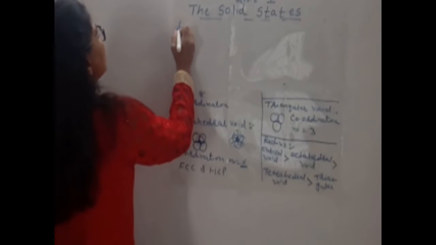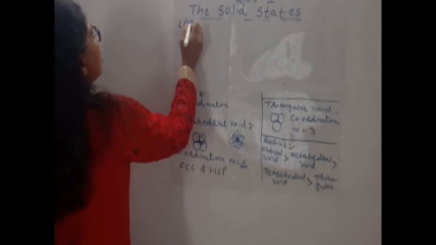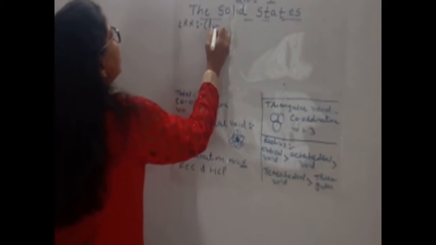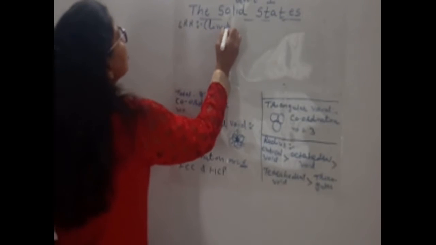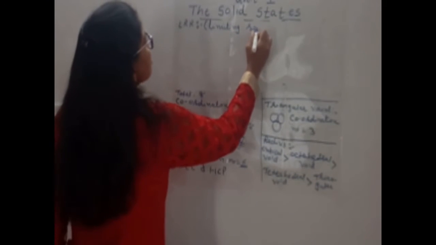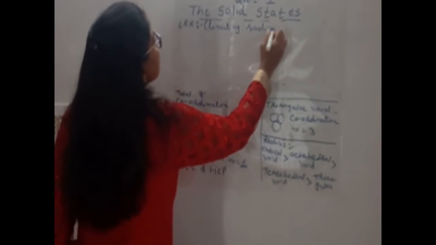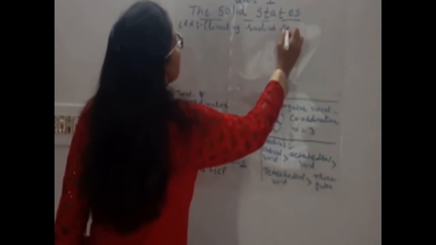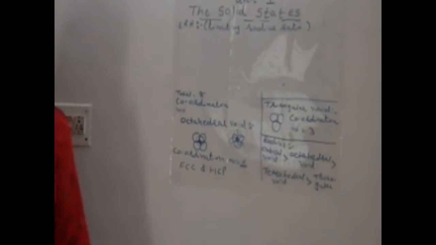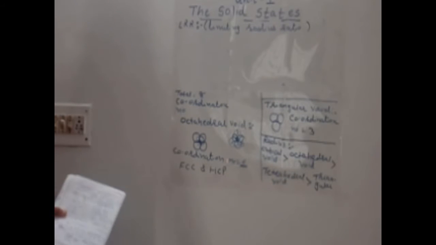Now the next topic is LRR, means limiting radius ratio. Limiting radius ratio. Now this is our next topic.